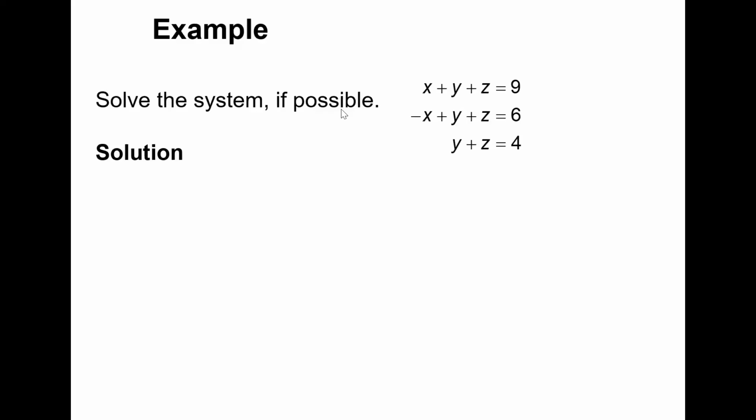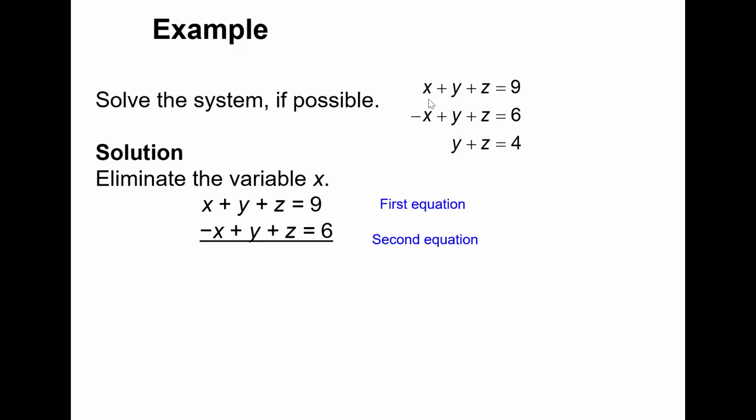All right, so here we're supposed to solve the system, and now they say if possible. That's always the case, if possible. Sometimes you're going to get no solution, sometimes you'll get infinitely many solutions, and so you always have to test it. So first things first, let's eliminate this x, because guess what?